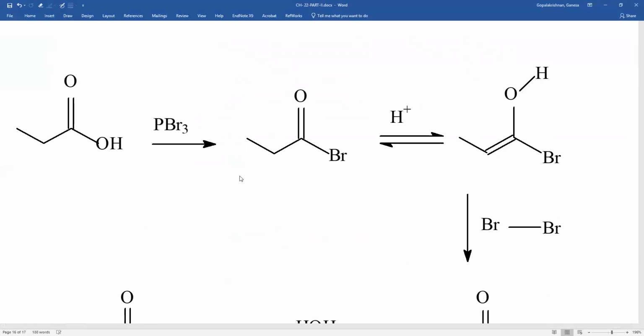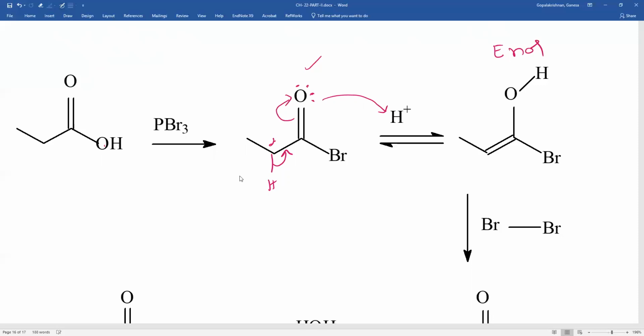Look at it. This reaction, you learned it in several chapters. You treat it with PBr3. It converts the OH into Br. This is not a carboxylic acid anymore. It is an acid halide. Now add an acid. The acid will protonate, this will flip, and the alpha hydrogen may go down and then form the enol. This is an enol now, the enol of the acid halide.